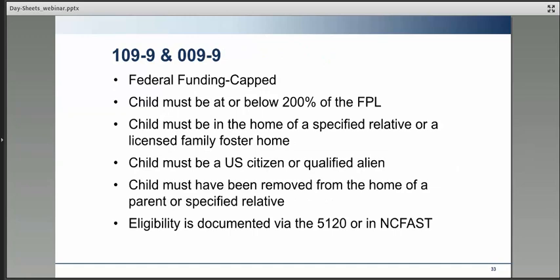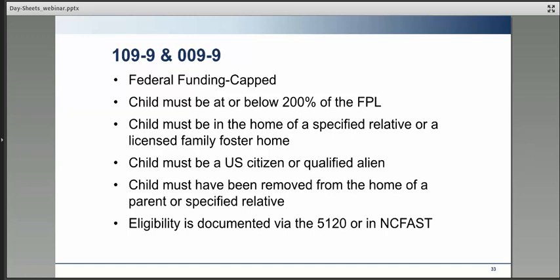Next, another old favorite, 9, federal funding, capped. Child has to be at 200% of the federal poverty level. The child has to be living in the home of a specified relative or in a licensed family foster home. So the child can either be in a relative's placement or in a licensed family foster home. The child has to be a U.S. citizen. The child must have been removed from the home of a parent or a specified relative, and eligibility in this case would be documented via the 5120 or an NC FAST.